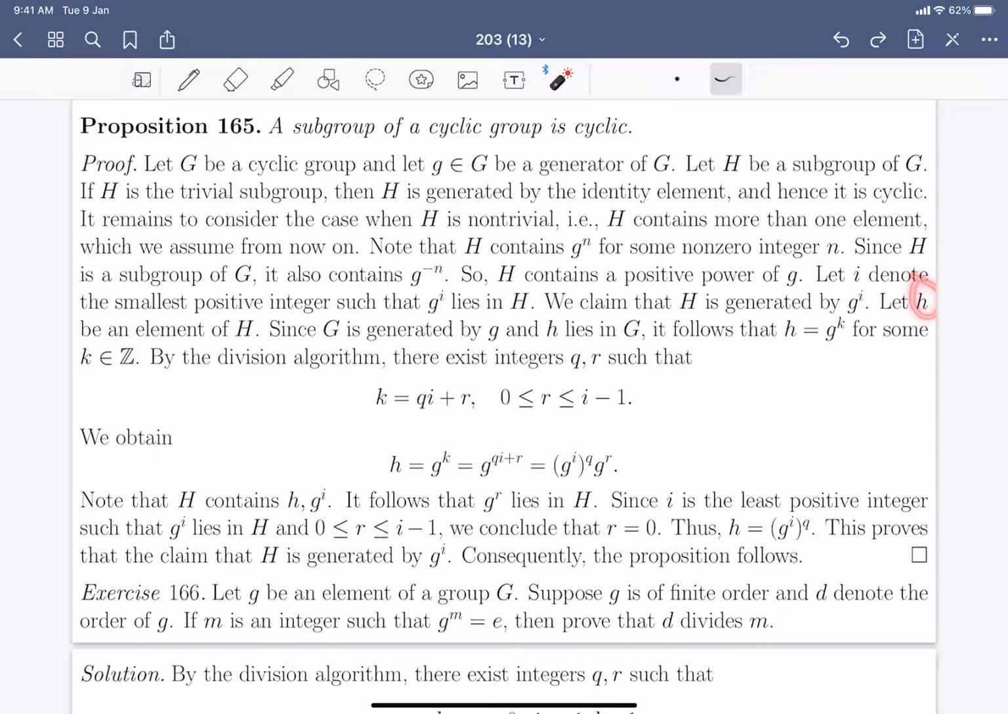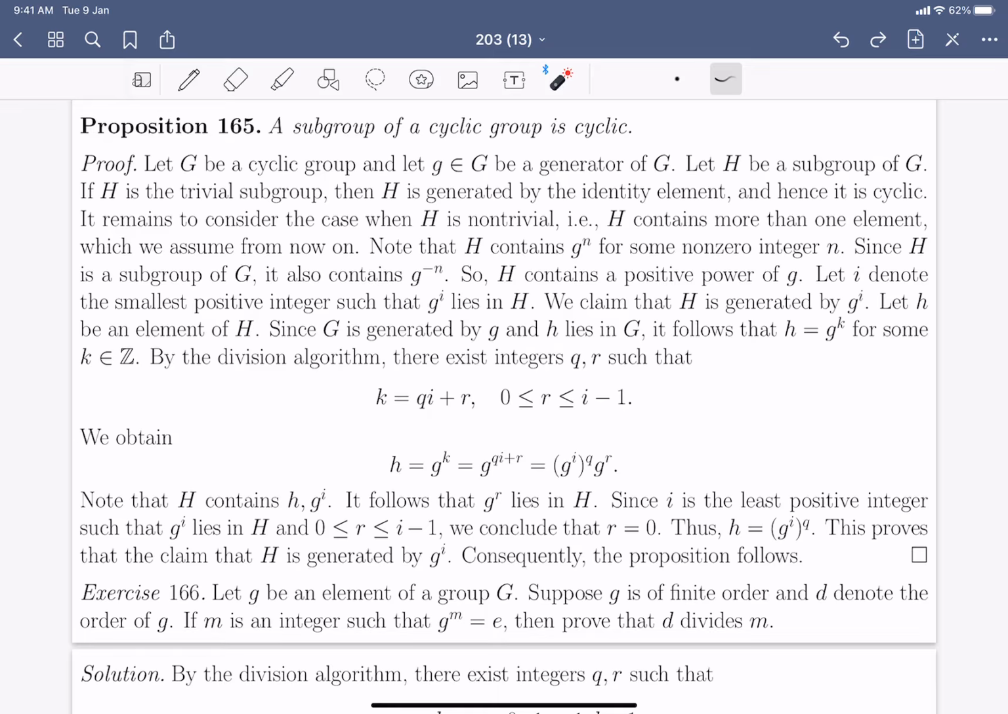To show that, we pick an element little h from H. You know that G is generated by g and h lies in G, so h is of the form g^k. Now we apply the division algorithm to these integers k and i, so you end up getting a quotient and a remainder with all these properties. Then it follows that h, which is g^k, is g^(qi+r), and this is (g^i)^q times g^r.